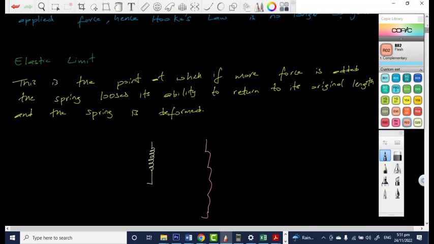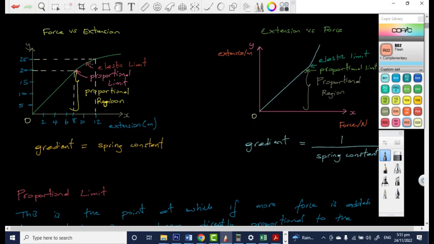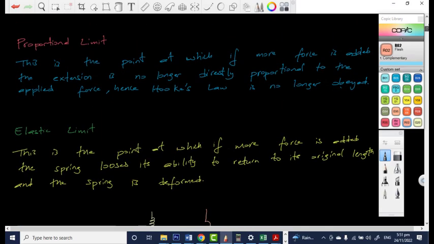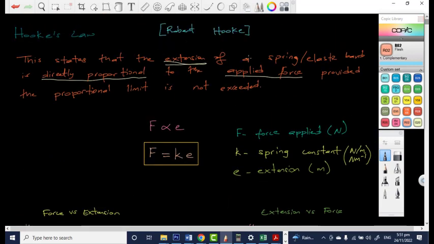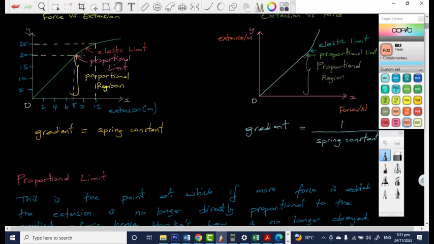And if you notice on my sketch right here, I show the elastic limit and the proportional limit to be very close to each other, because they're very, very close. You're going to see that in some textbooks, they might define Hooke's law by saying the extension is directly proportional to the force, provided the elastic limit is not exceeded. But more accurately, it is really the proportional limit, because the extension and the force are only directly proportional up to the proportional limit. But again, because the elastic limit is so close, oftentimes it is considered to be up to the elastic limit. So I just wanted to put that out there so you guys are aware of that.